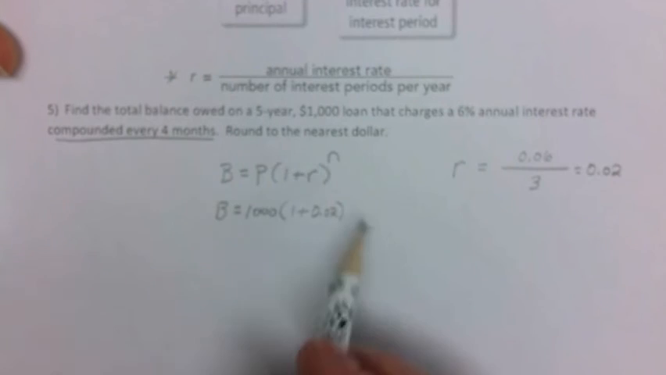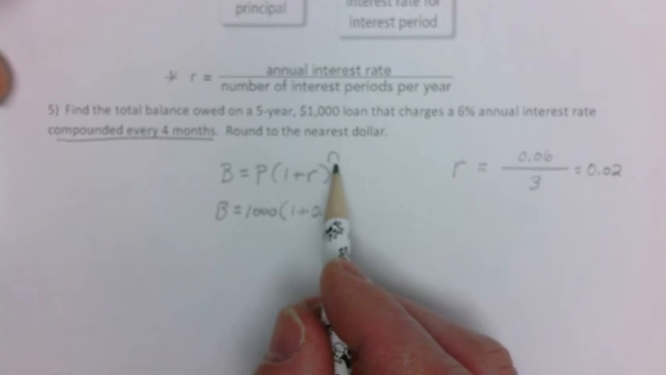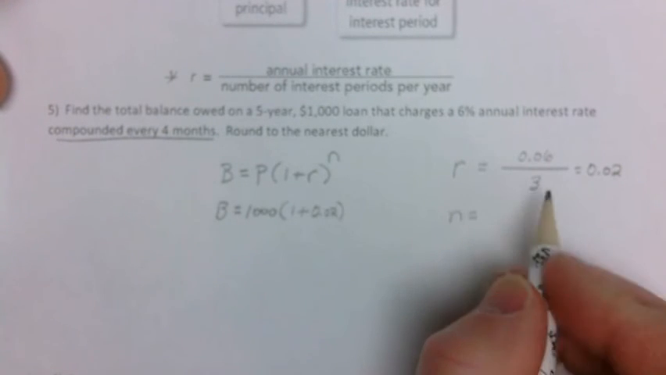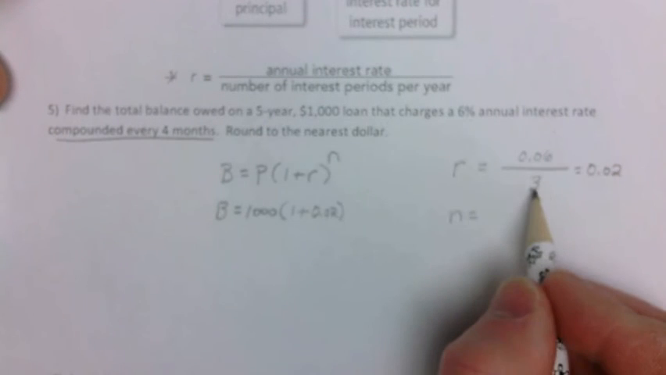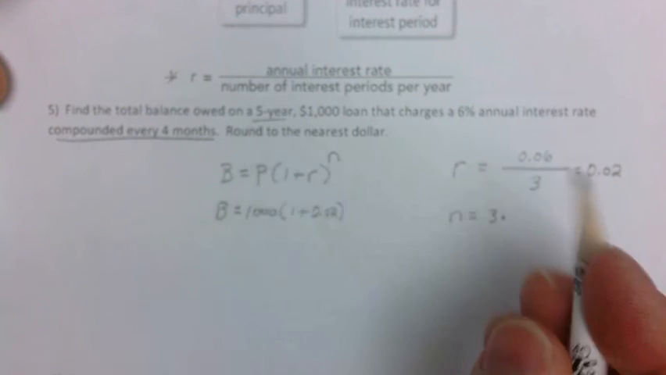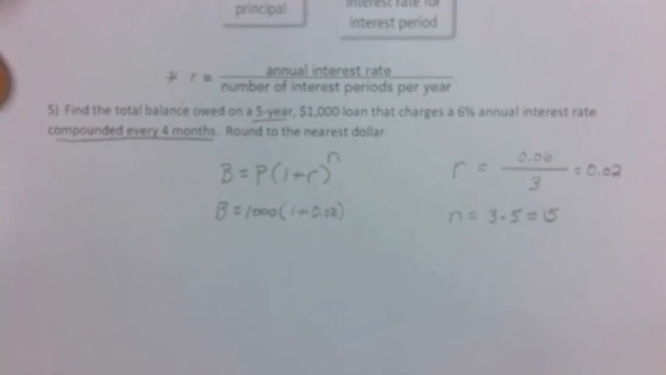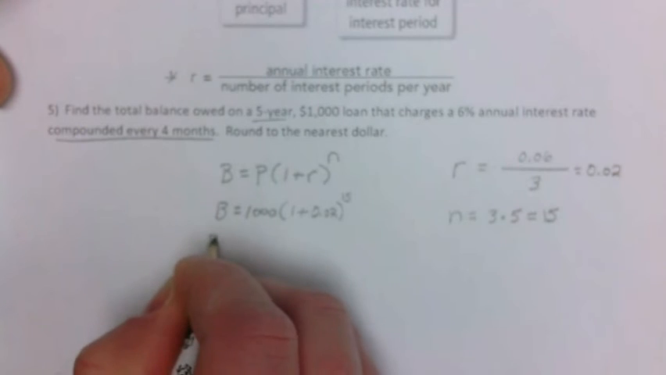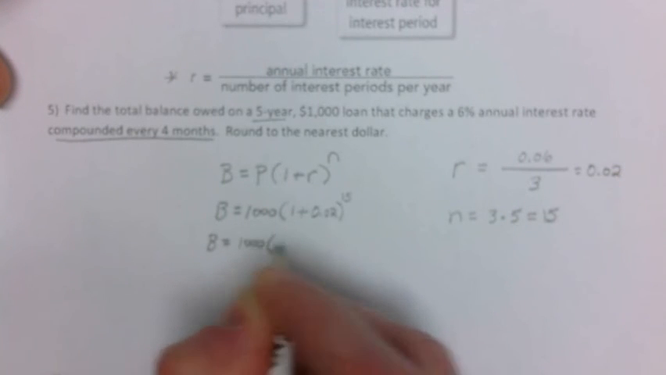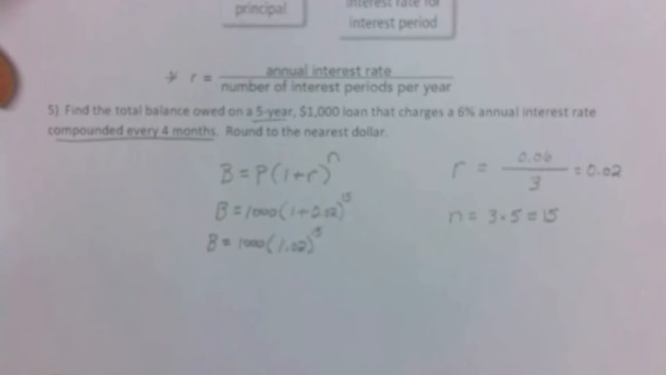Okay. To get the value of N, we need to know how many interest periods there are going to be. For N in this example, we just said that we're going to compound it every 4 months, which is 3 times per year, and we're going to do this for 5 years. So 3 times a year for 5 years means that we're going to have 15 interest periods. So our exponent is going to be 15. This is the equation that we're going to solve. B equals 1,000 times 1 plus 2/100ths, which is 1 2/100ths, raised to the 15th power.